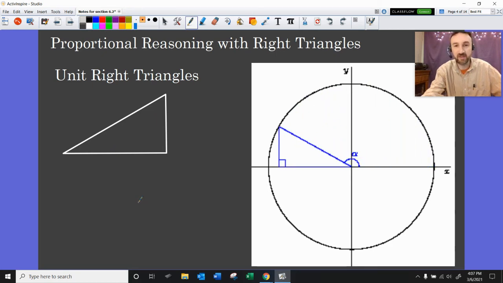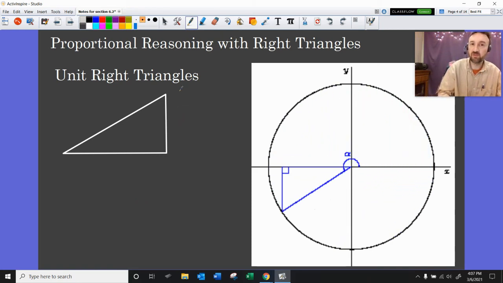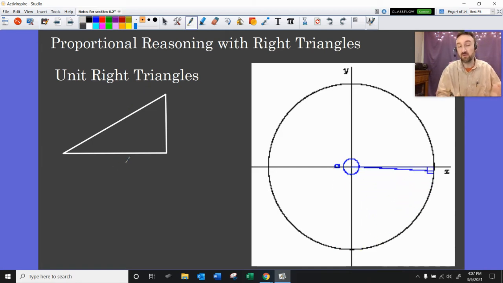Before we do any of that, though, I think it's time to just set your pencil down for a second, and we need to talk about unit right triangles. Unit right triangles are triangles that have one of the side lengths being 1.